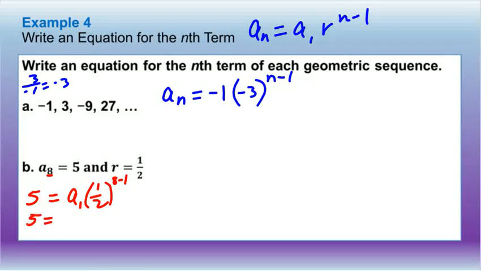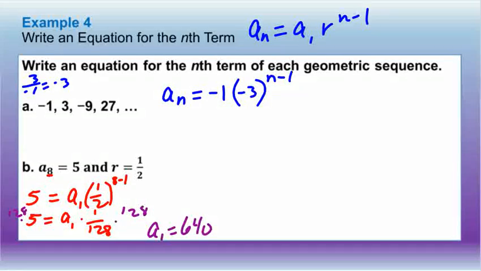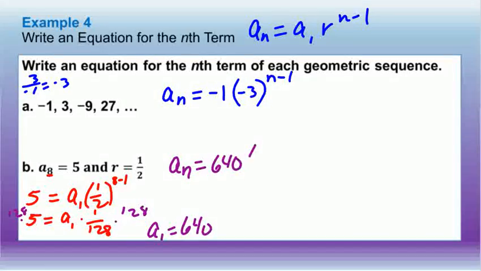So we have 5 equals a subscript 1 times 1 over 128. To get a subscript 1 by itself, I multiply by 128 on both sides. And 128 times 5 gives us 640. So a subscript 1 is going to give us 640. So my formula would be a subscript n equals 640 times the common ratio of 1/2 raised to the n minus 1 power.